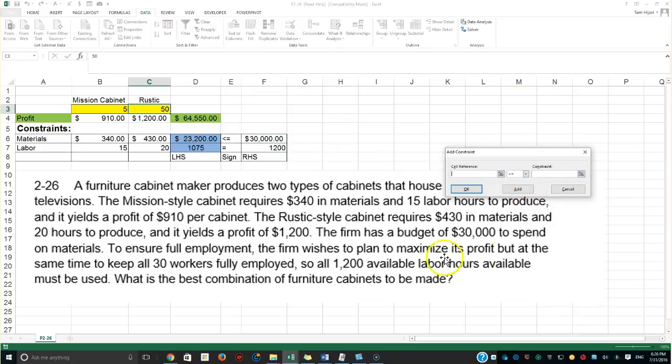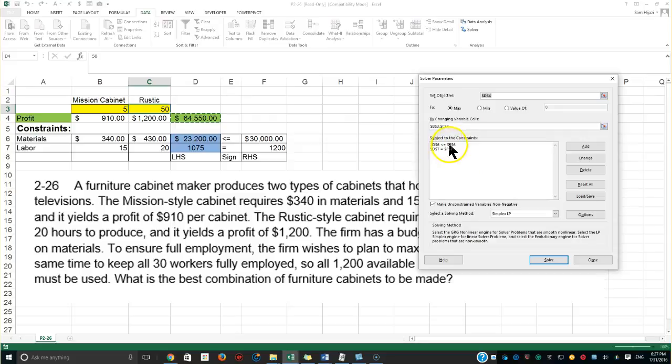And add. Let's do this one. It's going to be equal to, because remember, we must spend all the hours for the labor, which is 1,200. And let's go ahead and click OK, because this is the last addition. Once we finish our constraints, we click OK, and now we have both of them. So the left-hand side and, of course, the right-hand side have been completed.